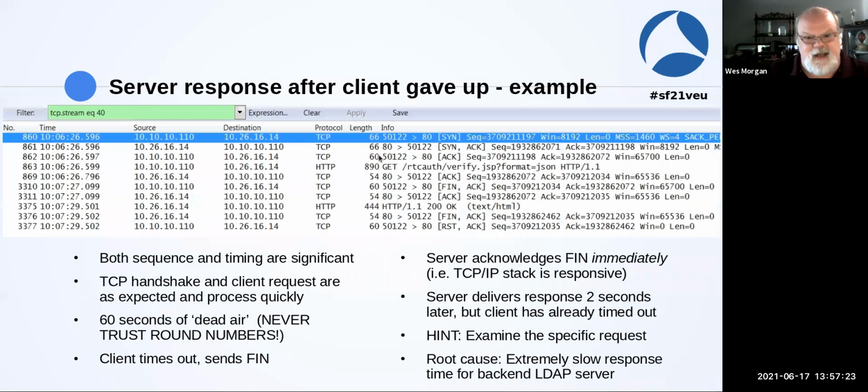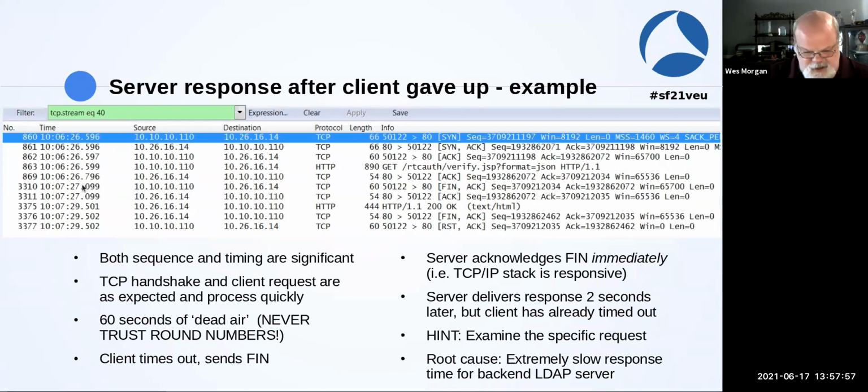And we have one example of this, and both the sequence and the timing of this example are significant. We notice in the time column, the TCP handshake and the initial client request are all processed as expected. They're all processed in a reasonable amount of time. And then we have 60 seconds of nothing, 60 seconds of dead air.